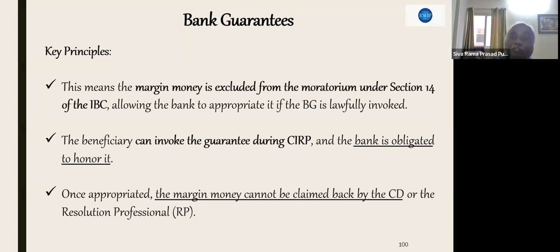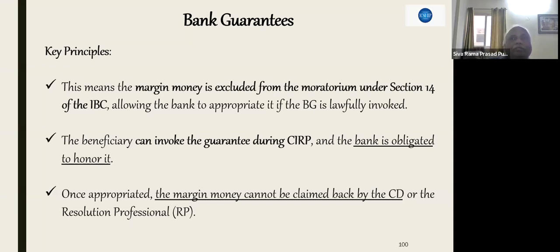Principles: margin money is excluded from the moratorium under Section 14 of the IBC, allowing the bank to appropriate it if a BG is lawfully invoked. Once the beneficiary invokes it, then the margin is to be appropriated. The margin is appropriated by the bank.